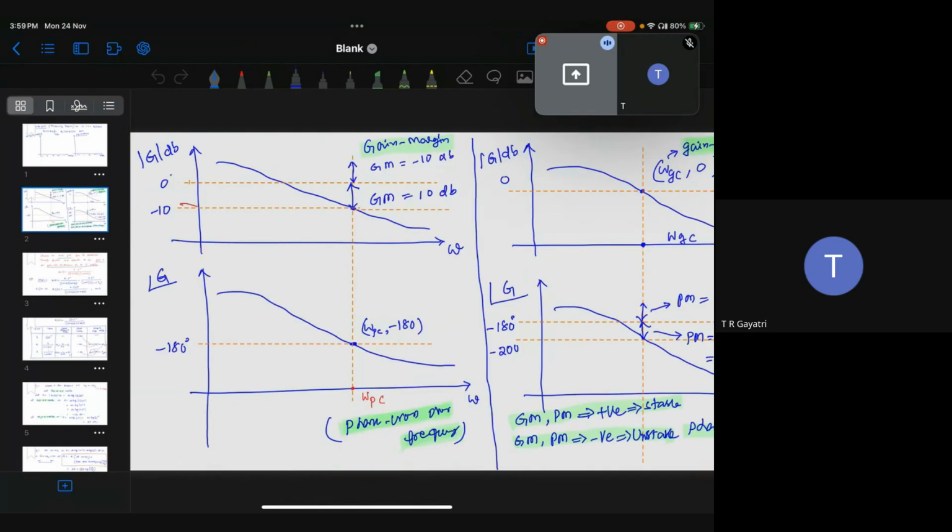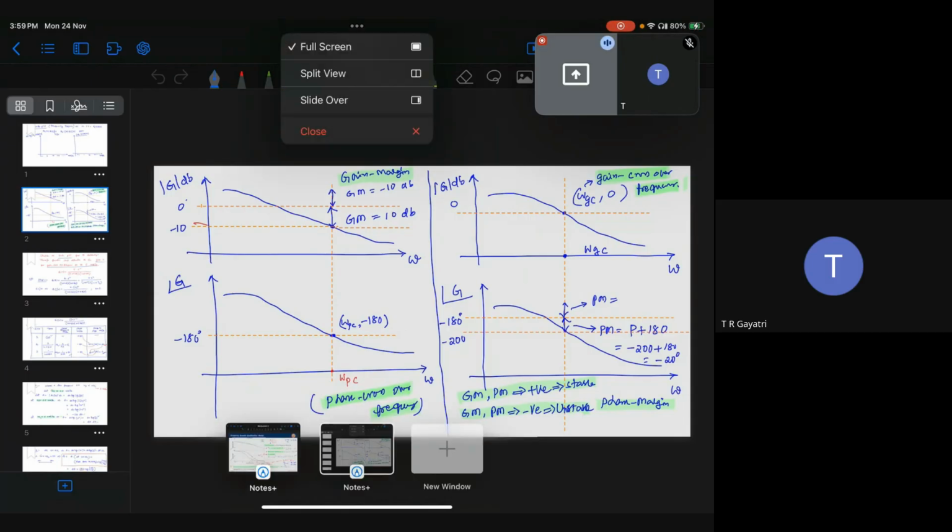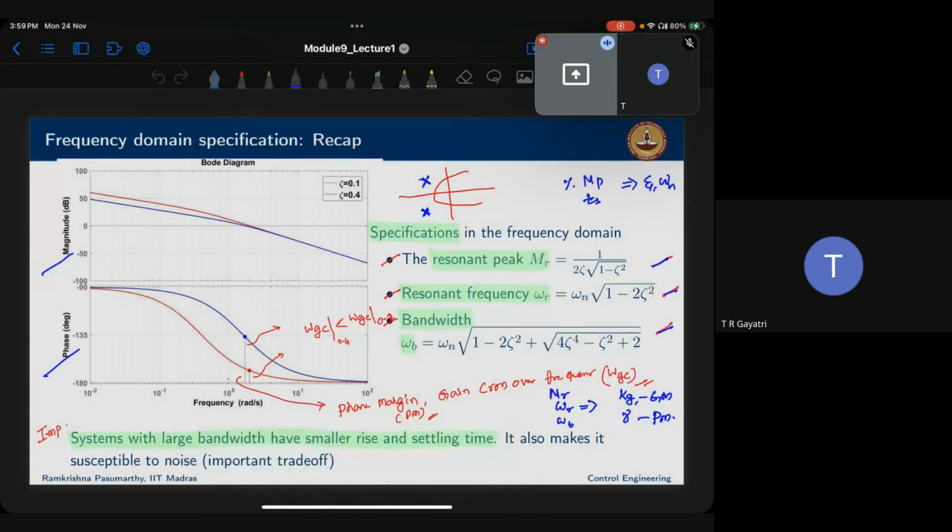We can clearly see here what the gain margin and phase margin are, and what omega GC and omega PC are. Then we can reshape this Bode plot and check whether the gain margin and phase margin are positive or negative. Just as we try to see whether the root locus is passing through the dominant poles or not, that's why we convert these frequency domain specifications into gain margin and phase margin. Then we go for the design. That's the major intention.